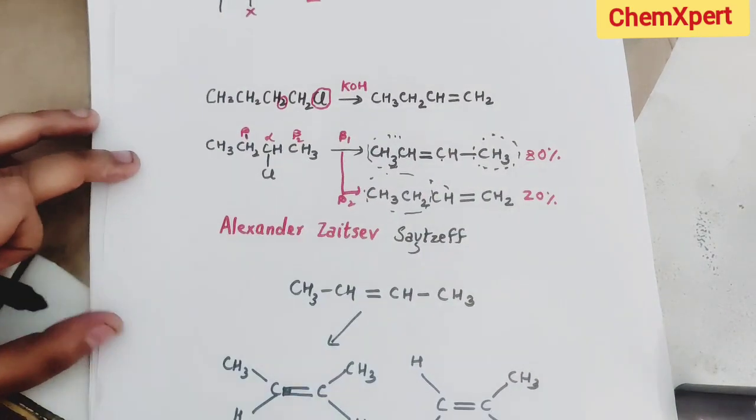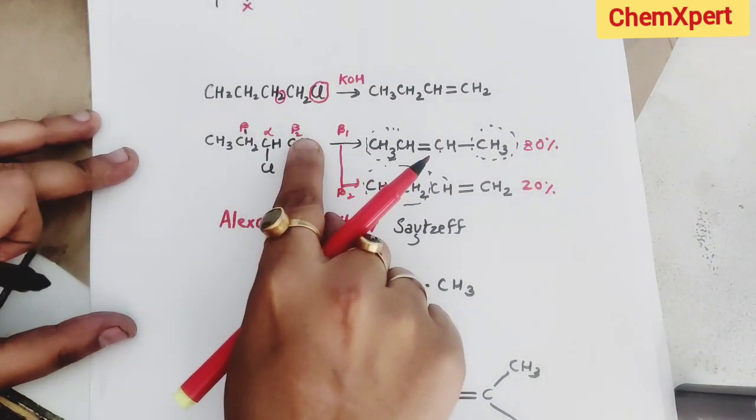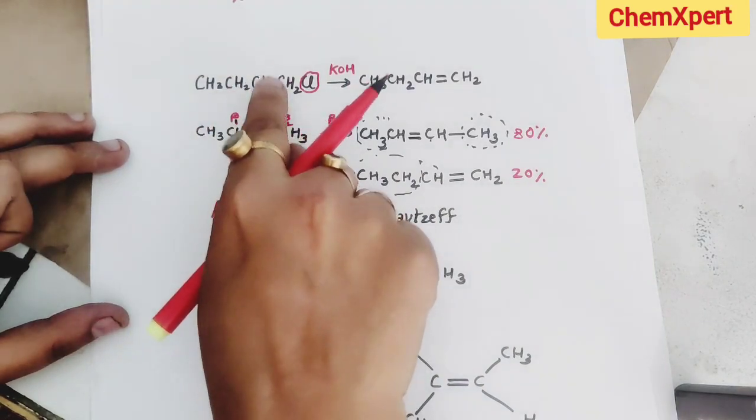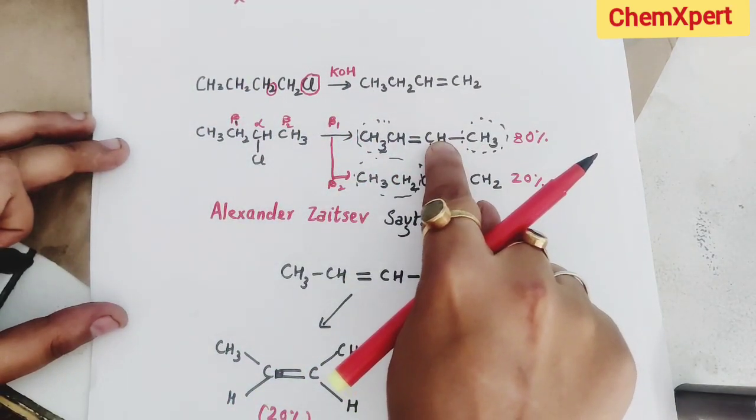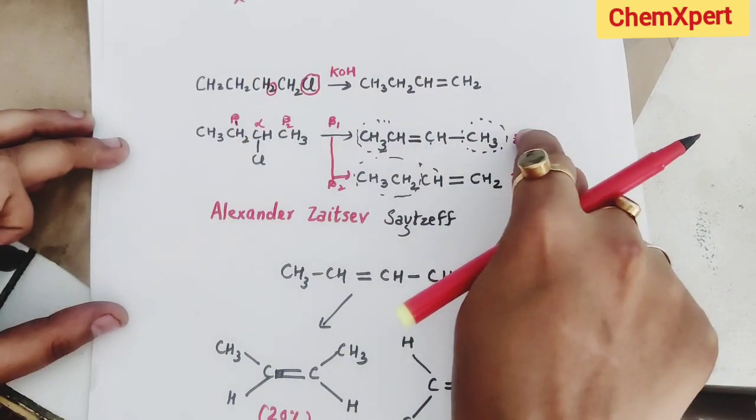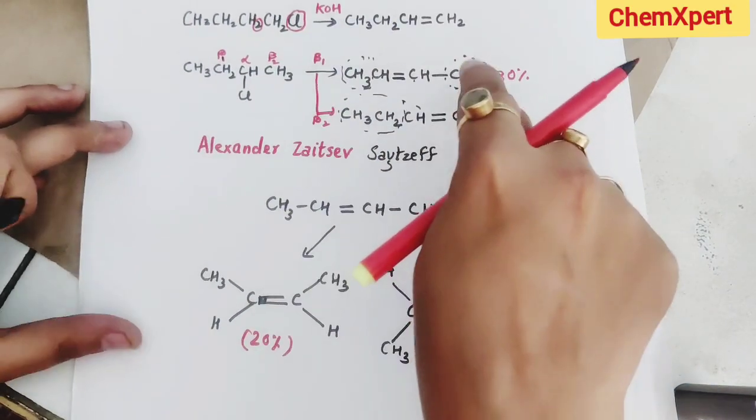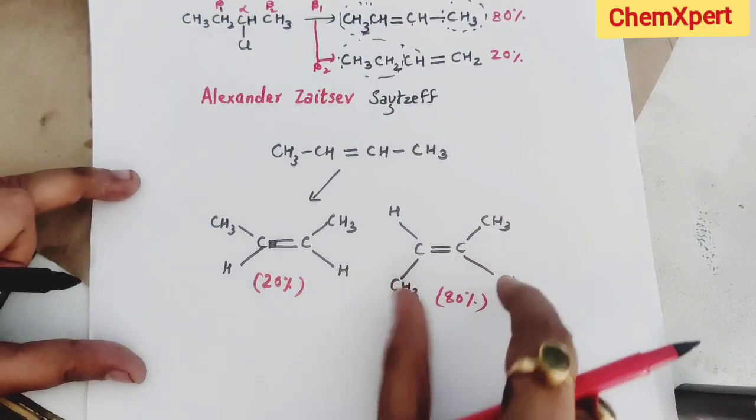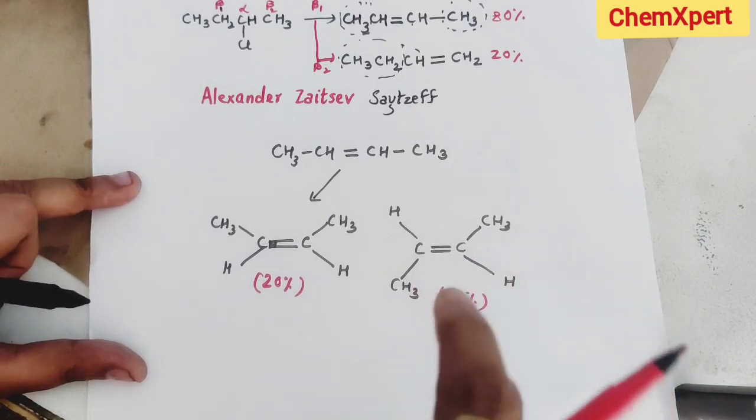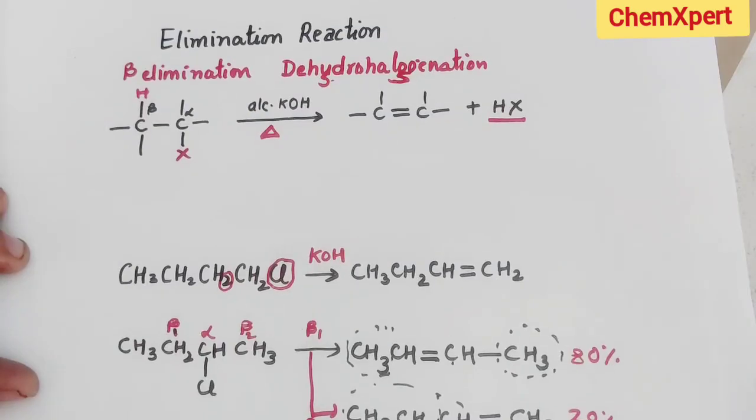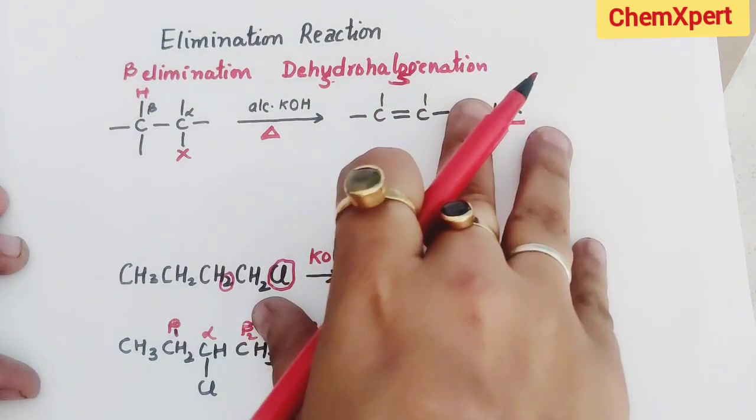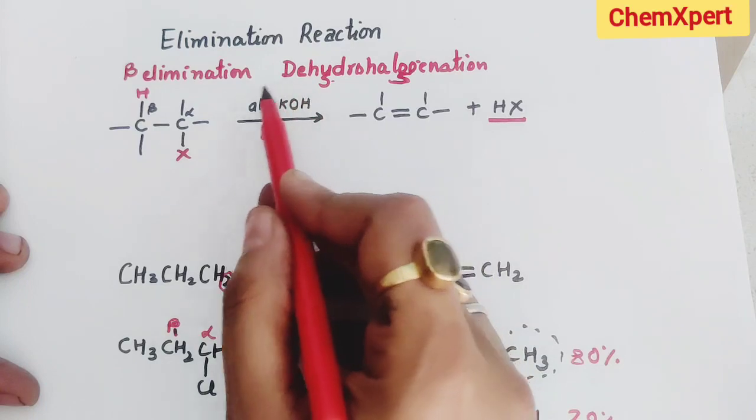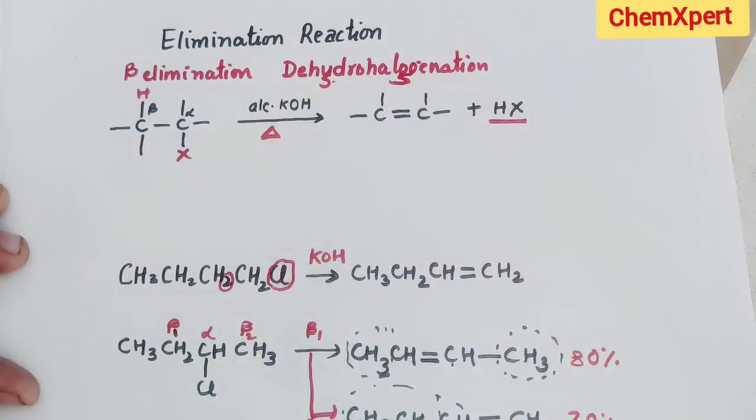Now the situation arises, if there are two beta hydrogens available, then the Zaitsev rule is to be applied. That is, removing the hydrogen which gives the more alkylated product, that will be formed in the maximum amount. And if the product formed in maximum amount can exist in two geometrical isomers, then the trans isomer will be formed in the major amount. This reaction is also known as a beta elimination reaction, or dehydrohalogenation reaction, and an important point we have to remember is that alcoholic KOH is used.